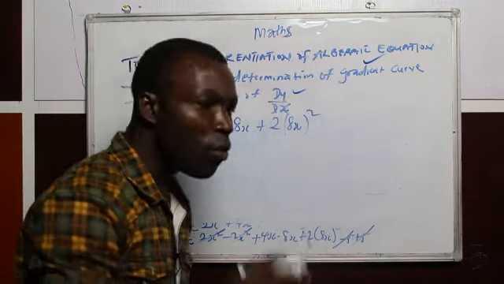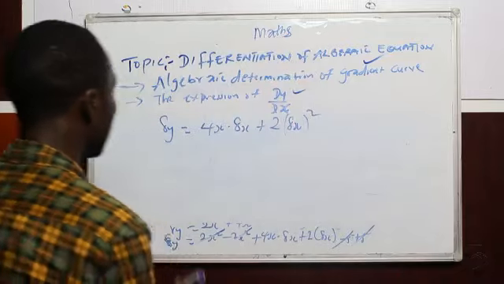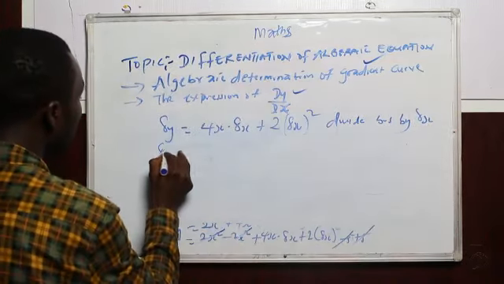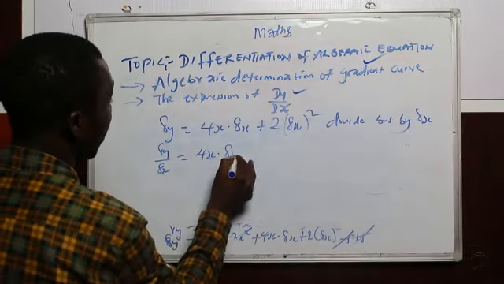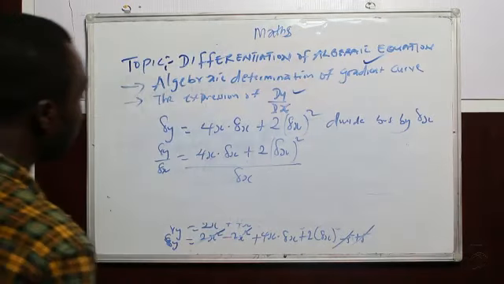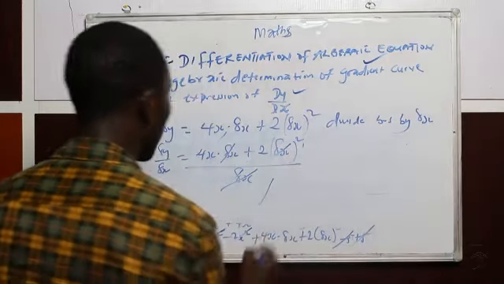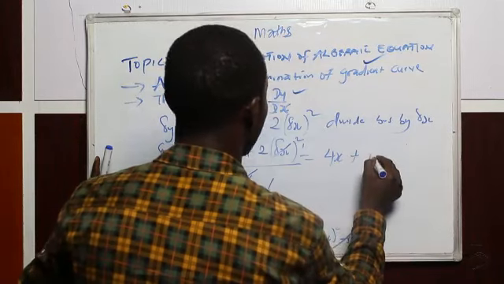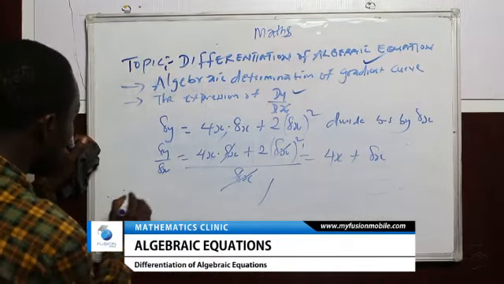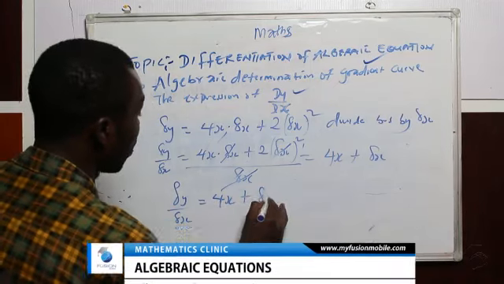Now, the movement of the point with respect to the x coordinate is this: divide both sides by delta x. Delta y over delta x is equal to 4x delta x plus 2 delta x all squared, all divided by delta x. Now when we divide by delta x, delta x will cancel here and here, it means 1. We are now left with 4x plus 2 delta x. Therefore, delta y over delta x is equal to 4x plus 2 delta x.